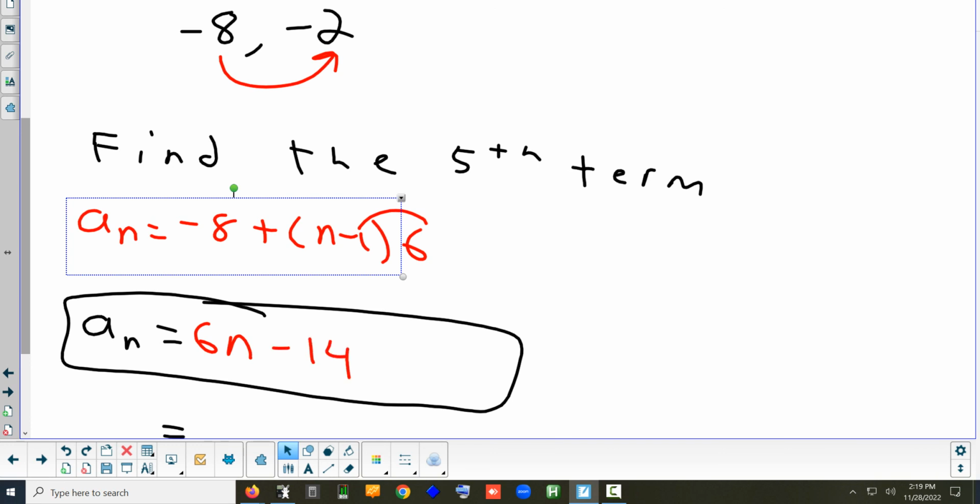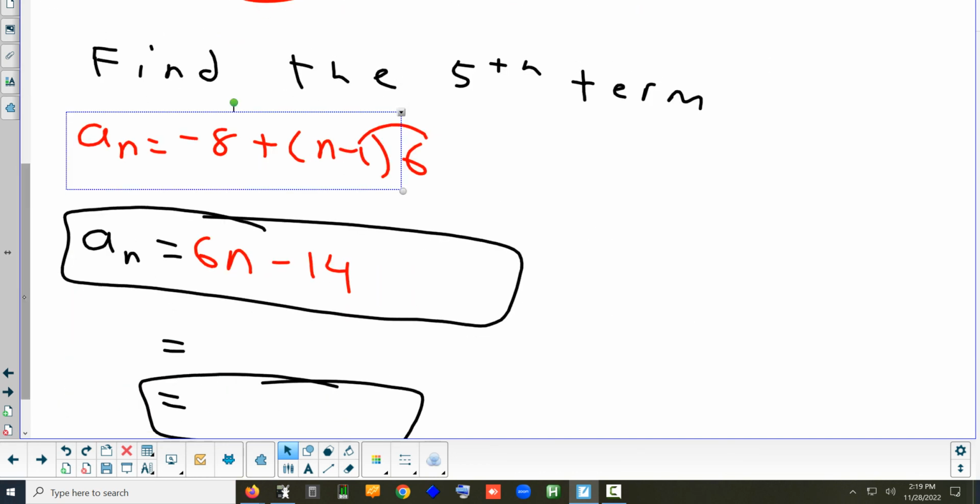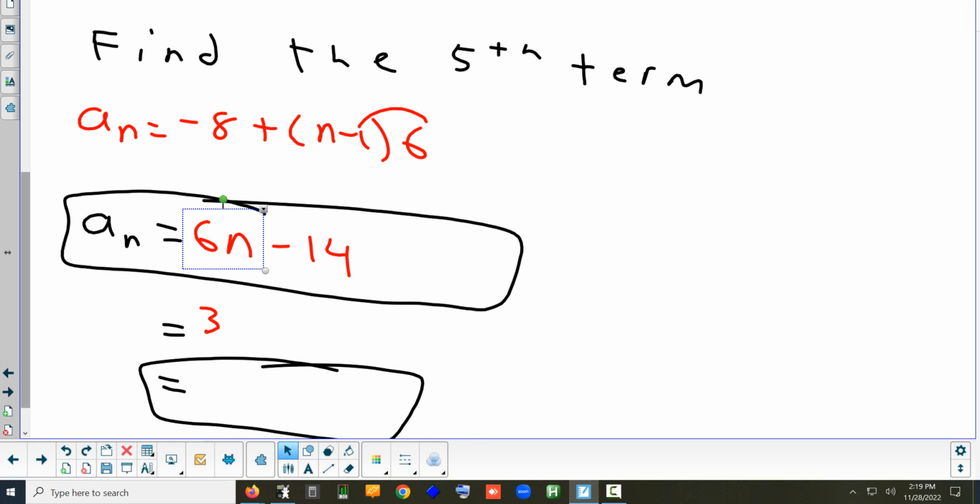-14. There's your pattern. So now you can figure out whatever you want. They want the 5th term. What's 6 times 5? 30. And 30 minus 14, there we go. 16.